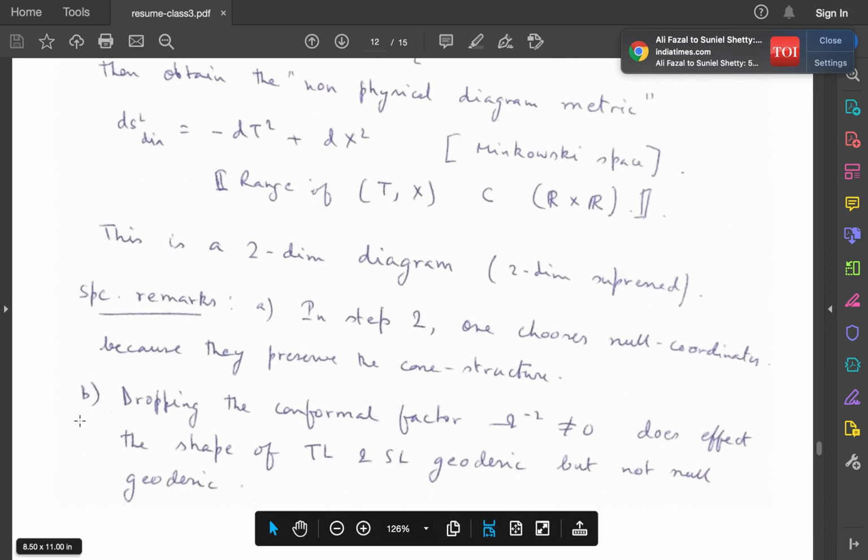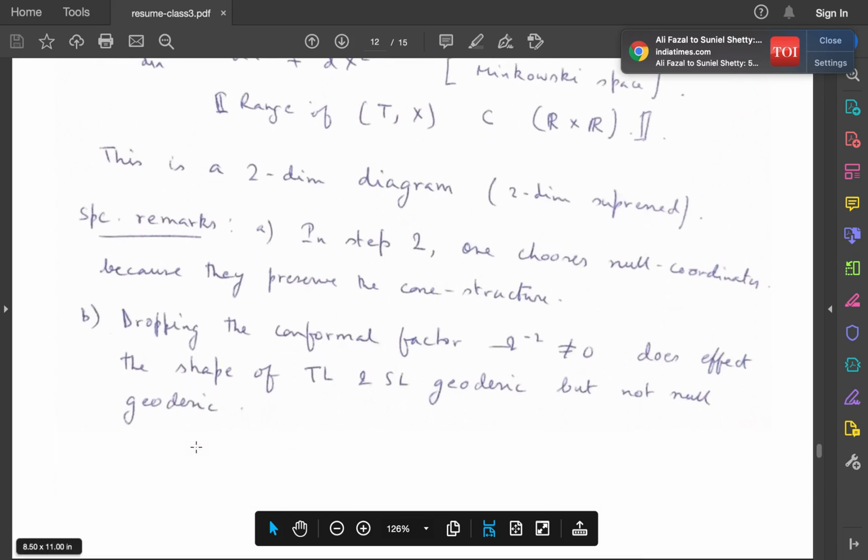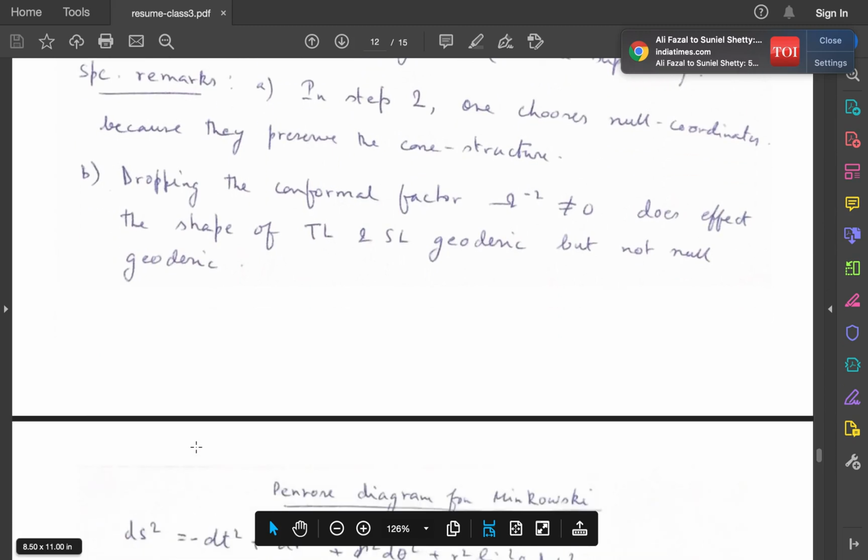The second remark that we should make is that dropping the conformal factor omega to the power minus 2, which should not be equal to 0, does affect the shape of the time-like and space-like geodesics. So if I use the diagram metric, the shape of the time-like and space-like geodesics should be affected, but not the null geodesic. The shape of the null geodesic always remains the same, even in this diagram metric. The third homework is: prove this theorem, or assumption, that we have made.